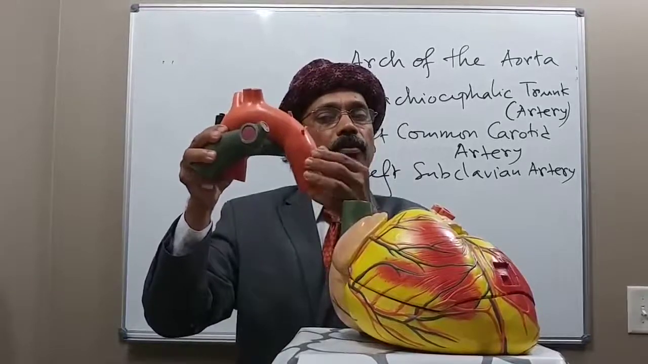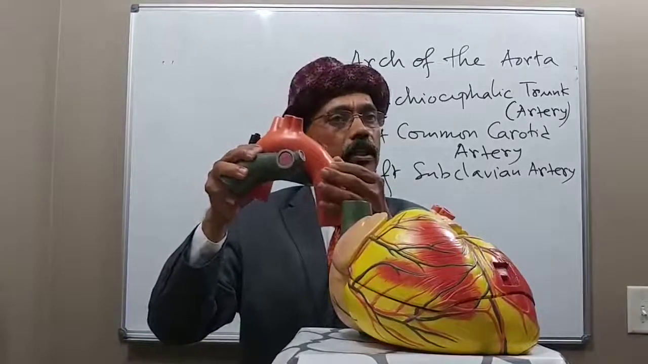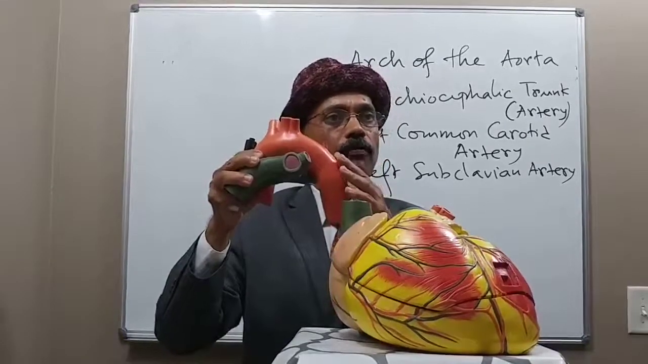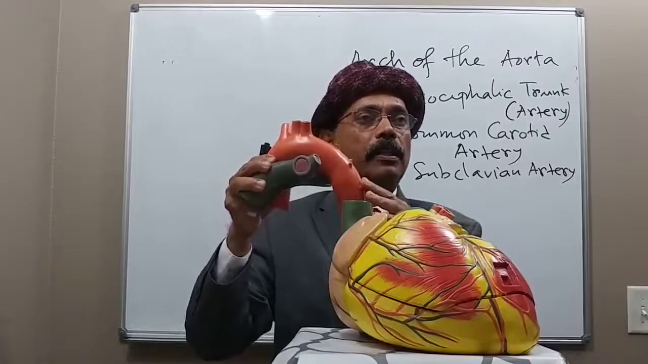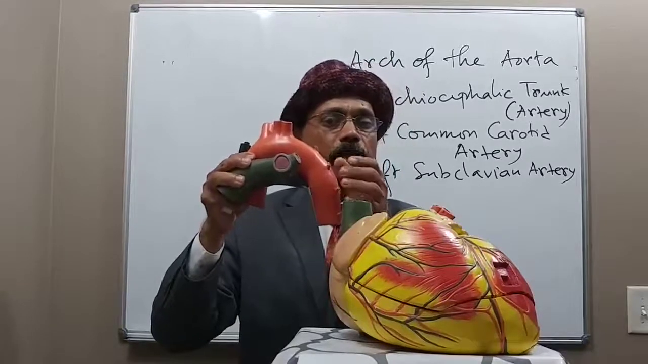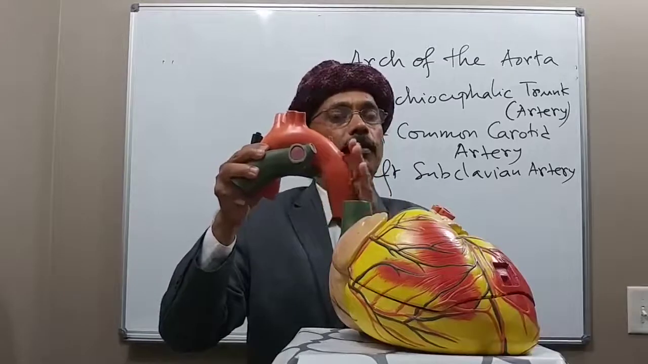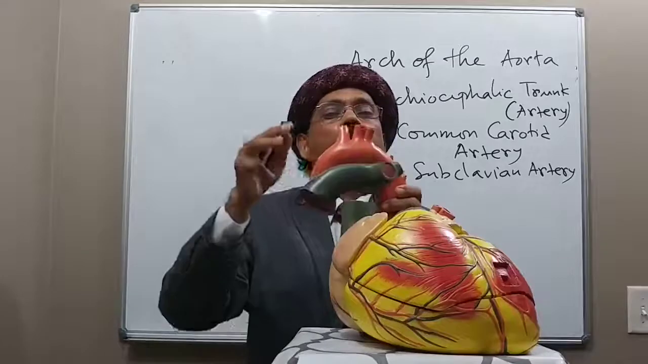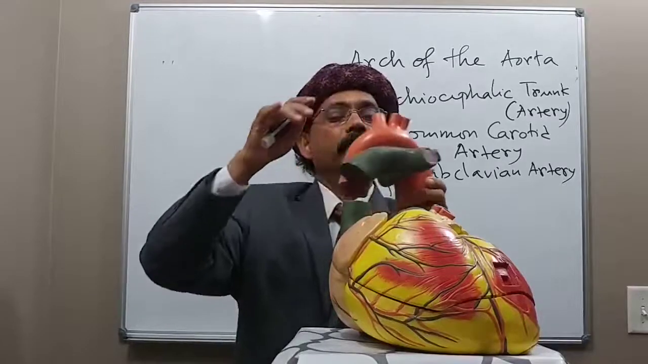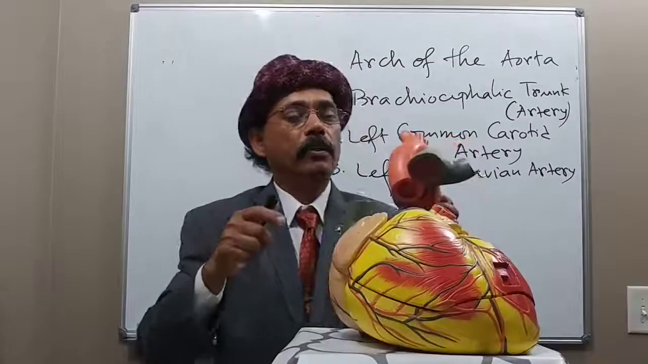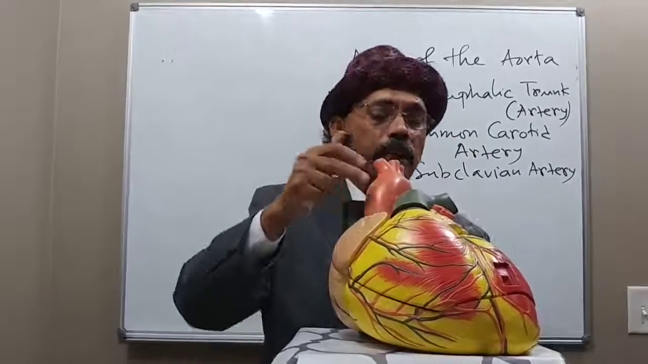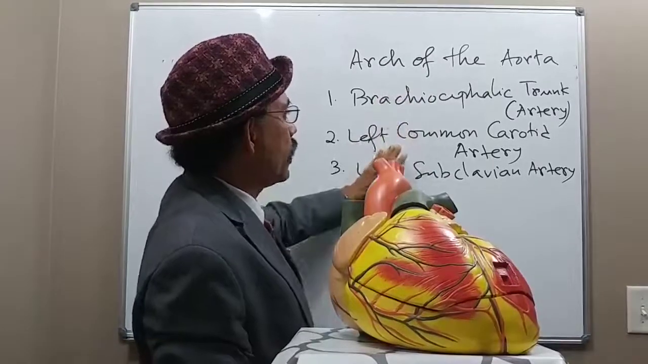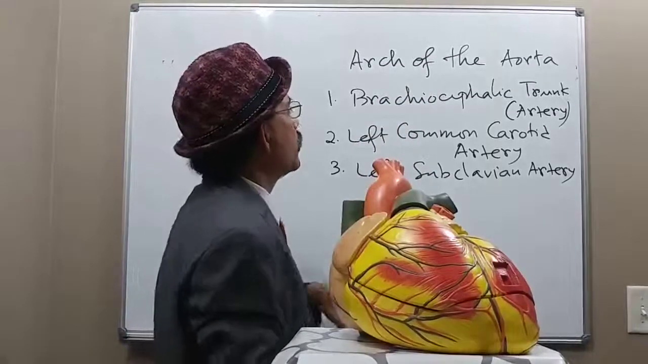We are seeing some branching. These are mostly the posterior intercostal arteries, from the 3rd through 12th intercostal spaces. These are branches of the descending thoracic aorta, not of the arch. The arch of the aorta has only three branches: the brachiocephalic trunk, left common carotid artery, and left subclavian artery.